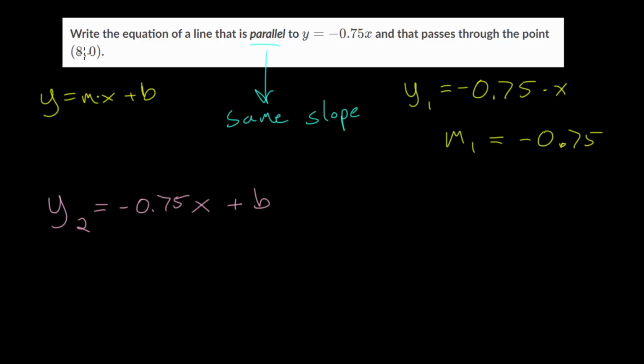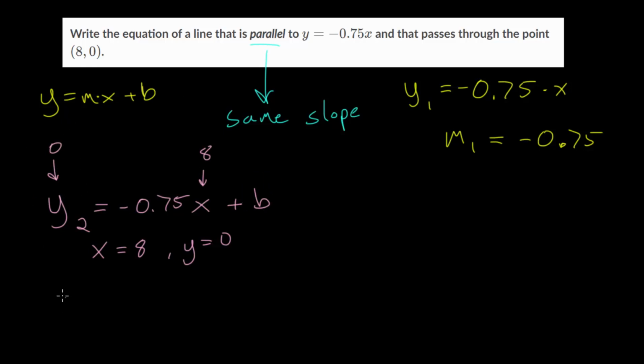And we can find that by two different strategies. Either we can plug in what we know for x and y and then solve for b, or we could use point slope form. So either way works. And since in the last video I used point slope form to find the equation of our second line, in this video I'll use slope intercept form to find that. So we're going to plug in x is equal to 8 and y is equal to 0 and then solve this equation for b.